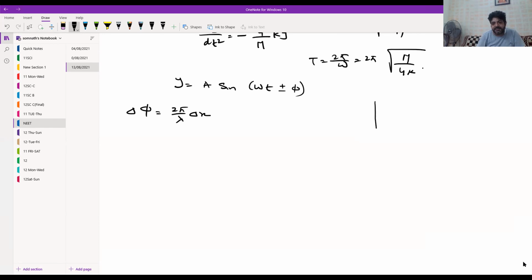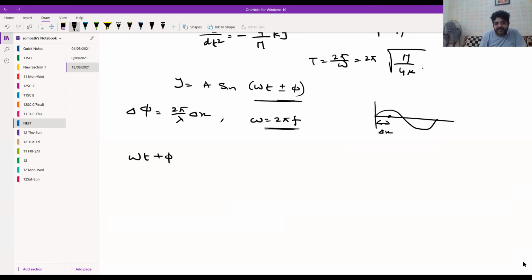What do you mean by del x? Path difference. Suppose this is my wave path difference. If I start from here, that is called the del x. Okay, means path difference. Then we know omega is 2 pi frequency, a very very important term. Apart from that, see, this one is a very very important thing. Suppose I am writing omega t plus phi. This is my equation given.